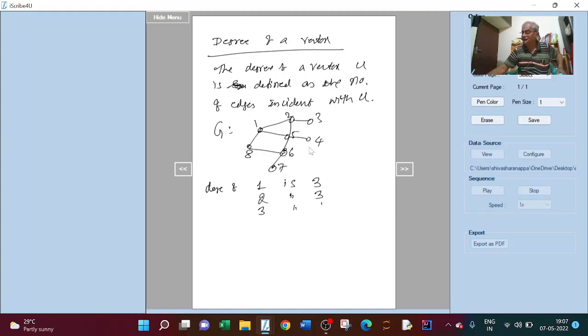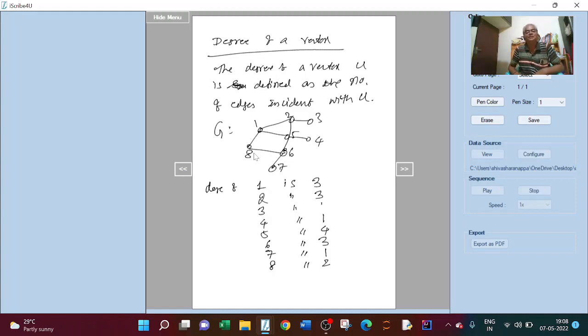Coming to 4, degree of 4 is also equal to 1 because this is incident with only 1 edge. Coming to 5, this is incident with 1, 2, 3, 4 edges. Therefore, degree of the vertex 5 is equal to 4. Coming to degree of 6, this vertex 6 is incident with 3 edges. Therefore, its degree is 3. Coming to 7, this vertex is incident with only 1 edge. Therefore, its degree is 1. And 8 is incident with 2 edges here. Therefore, its degree is equal to 2.